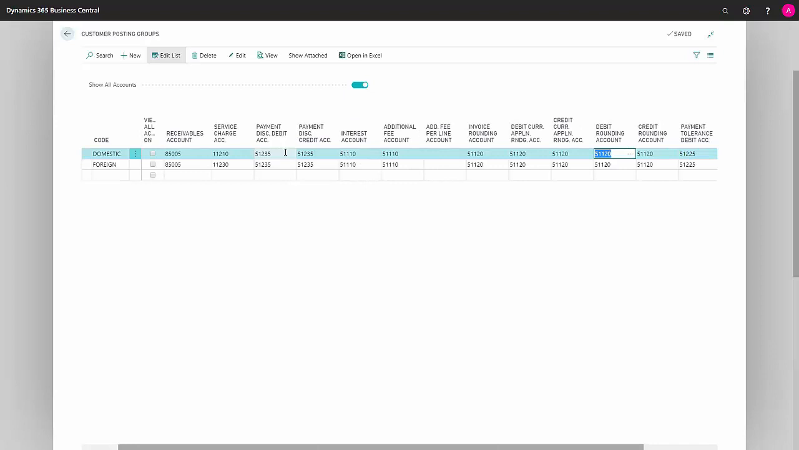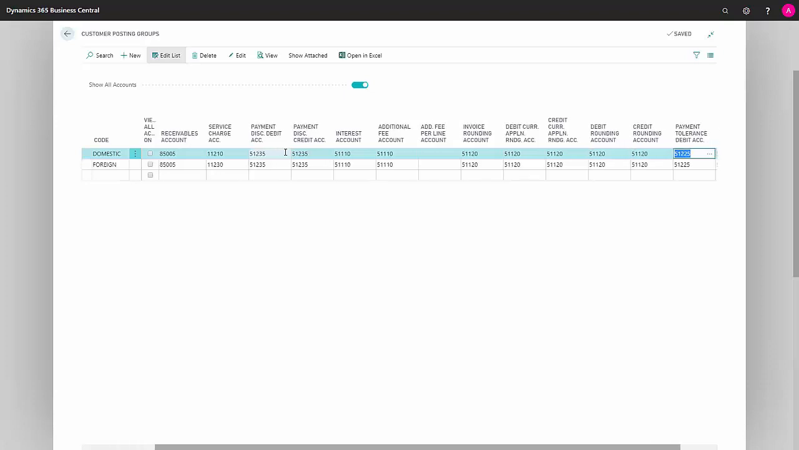Debit Rounding Account and Credit Rounding Account are the same as the last two. Here, it's only when your application is in one and the same currency, and so your balance just needs to be rounded slightly so it all comes out right. These accounts will therefore be used for debit and credit respectively.